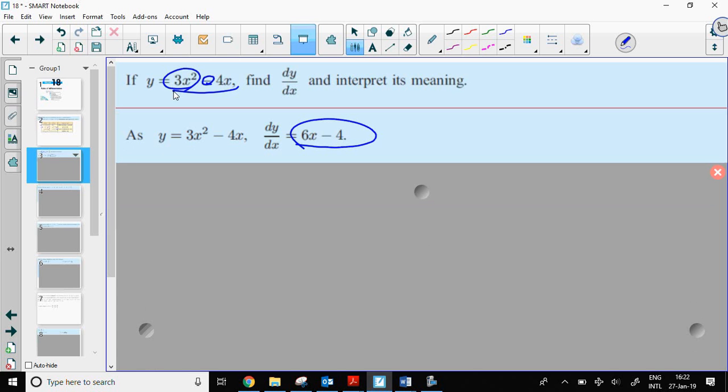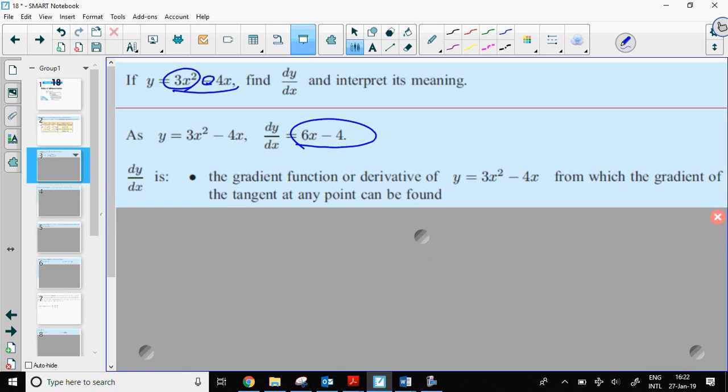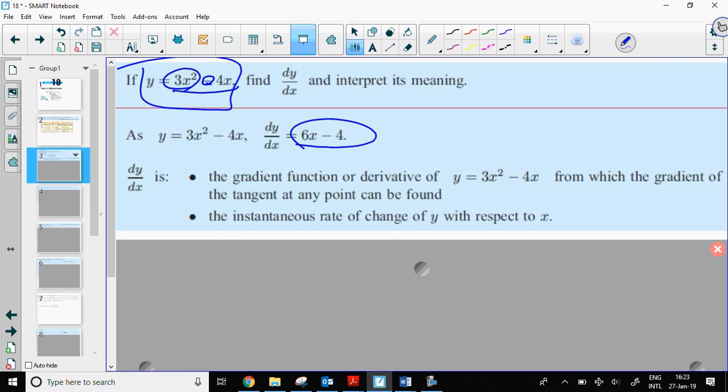All right, second, interpret its meaning. What does that mean, 6x minus 4? The book gives us 2 bullet points to think about. First, this is the gradient function, the slope function for this curve. So we can find the slope of the tangent line to that curve at any point by just substituting that x value into 6x minus 4. Perfect. We could also think of it in terms of instantaneous rate of change of, as always, our dependent variable with respect to our independent variable. So y with respect to x.